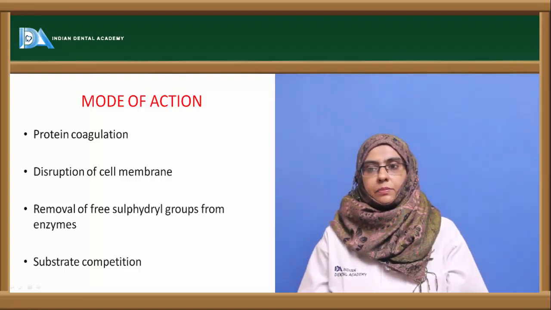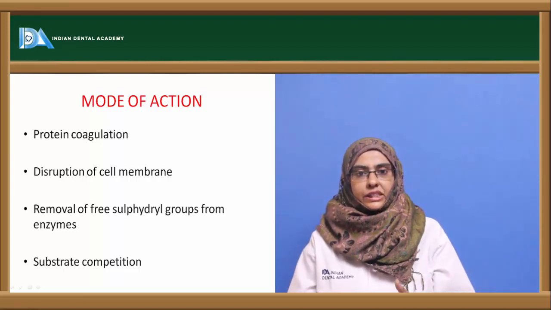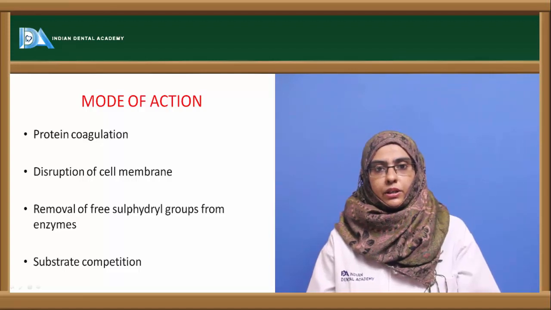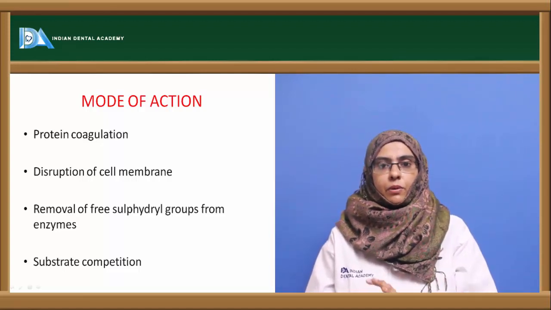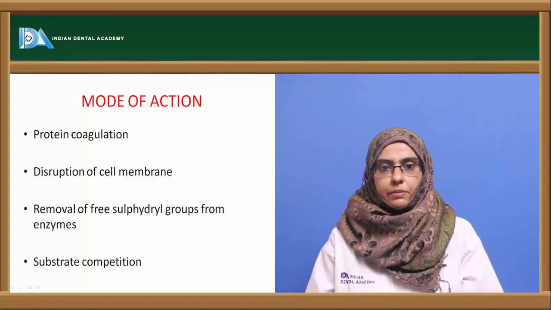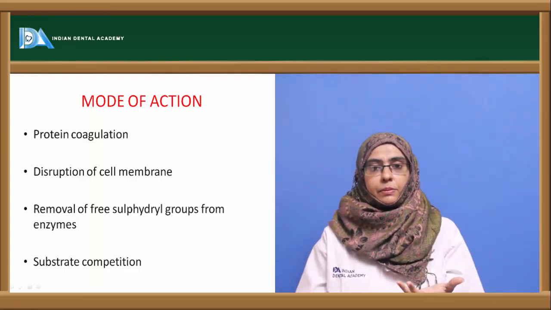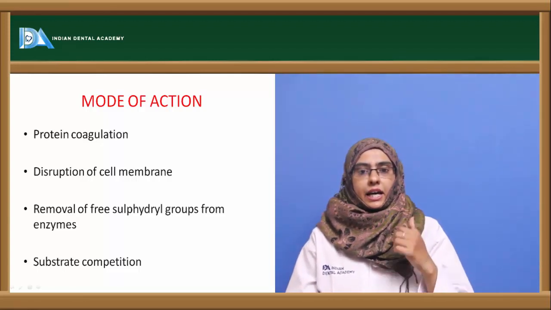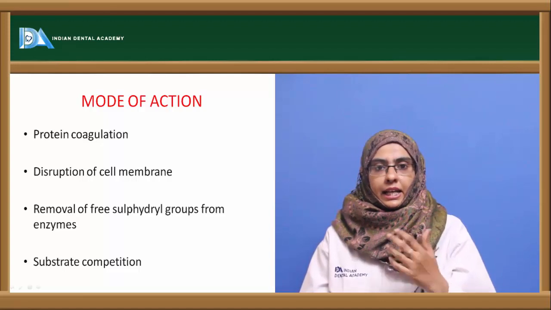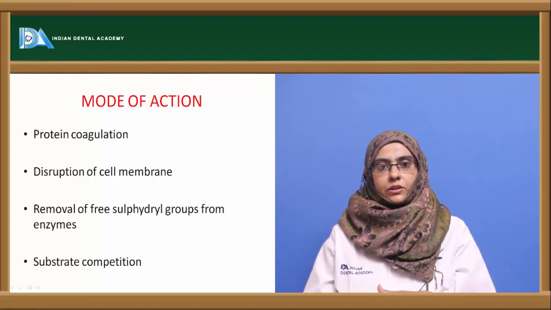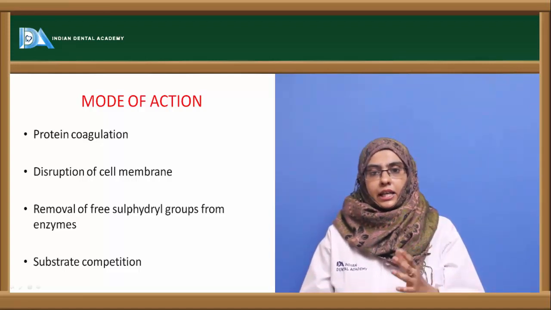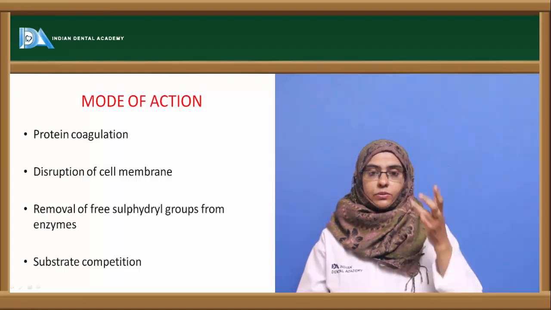Next is they disrupt the cell membrane. As we all know, cell membrane is the most important component of the organism, which has selective property, also called as semi-permeable membrane. So once that selective permeability is lost, the organism is rendered dead or killed either due to plasmolysis or osmolysis. Next is removal of free sulfhydryl groups from enzymes.